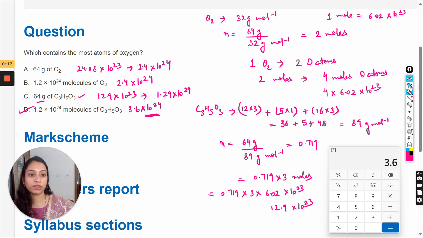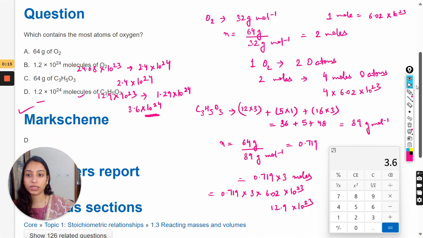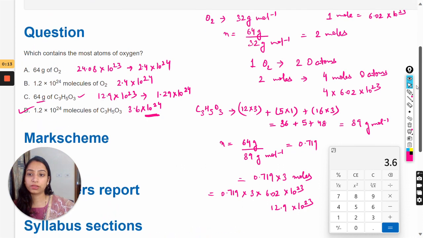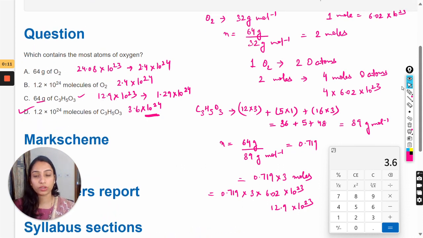So now you can see the mark scheme also. Yes, D option is right. So this is the whole solution of this question.